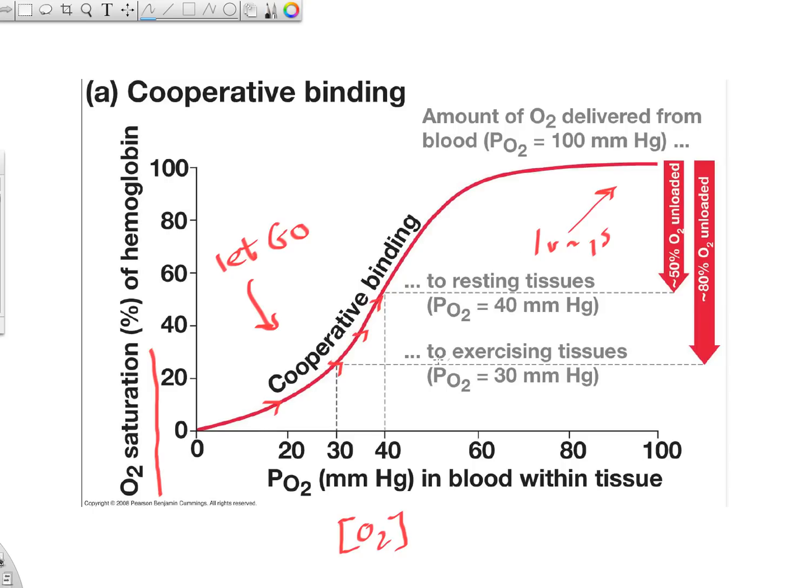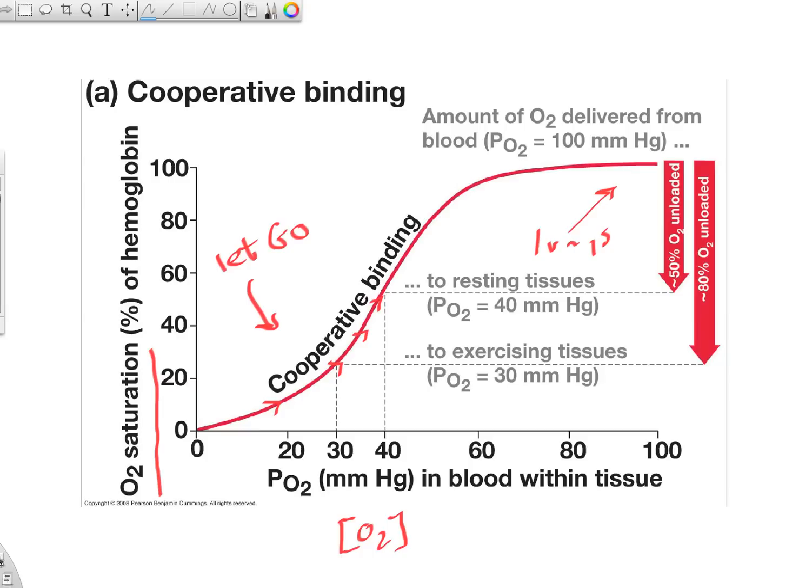So you'll notice that exercising tissues are going to deplete local oxygen concentration enough so that 80% of the hemoglobin's oxygen content is going to be unloaded. Whereas in resting tissues, it'll only get rid of about 50%. So there's more oxygen left over. It's not dropped off where it's not needed, but it is dropped off where it is needed.